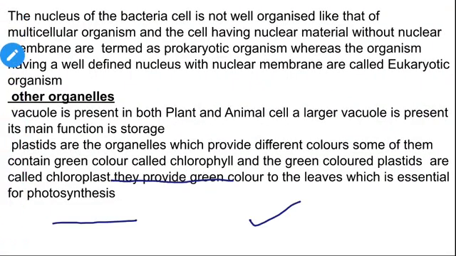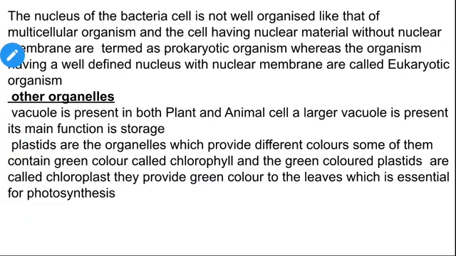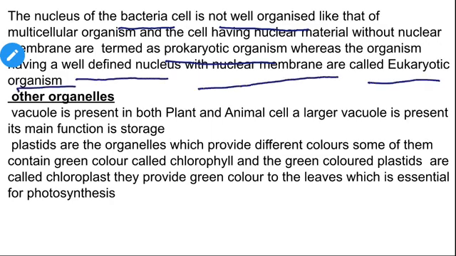So the nucleus of the bacteria is not well defined. Not well defined means the nucleus may not be having its nuclear membrane or something else, and that type of organisms are known as the prokaryotic organisms. The organisms in which the nucleus is not properly organized are known as prokaryotic organisms, whereas the organisms having a well defined nucleus with the nuclear membrane are called the eukaryotes.